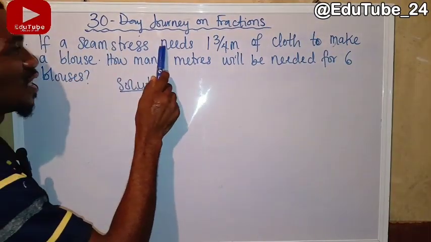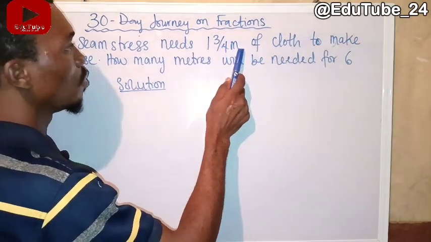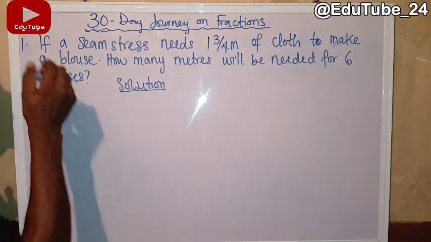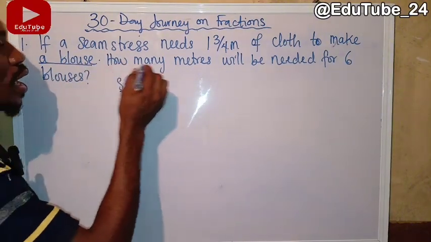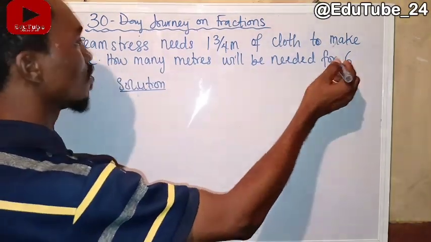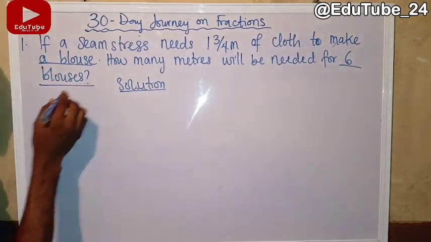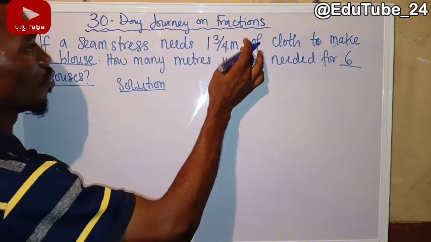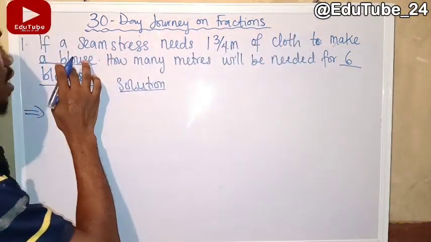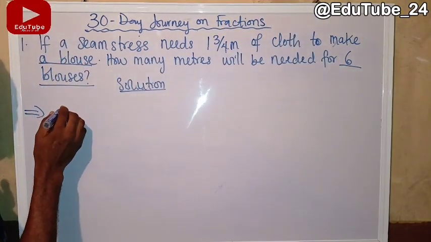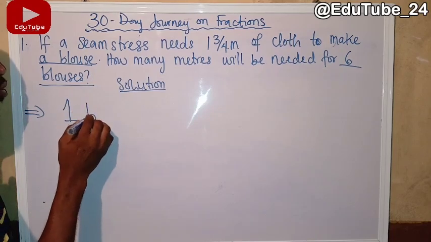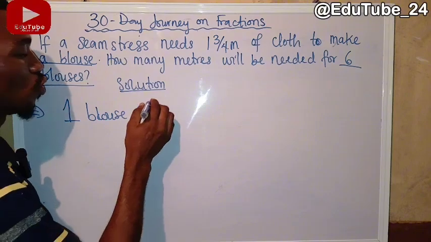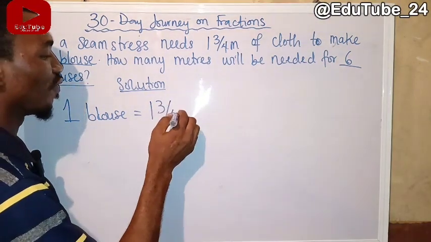If a seamstress needs 3/4 meter of cloth to make a blouse. So I'm going to underline that word, a blouse. How many meters will be needed for 6 blouses? Now, this is easy to interpret. How do you go about it? If a seamstress needs 3/4 meters of cloth to make a blouse, that means that for every one blouse that will be made by the seamstress, she's going to need 3/4 meter.